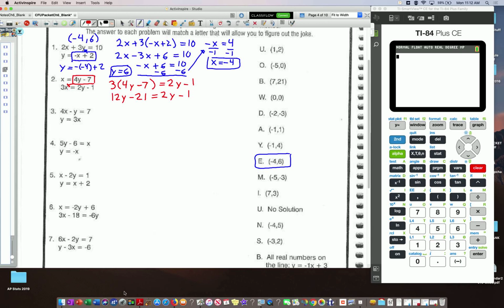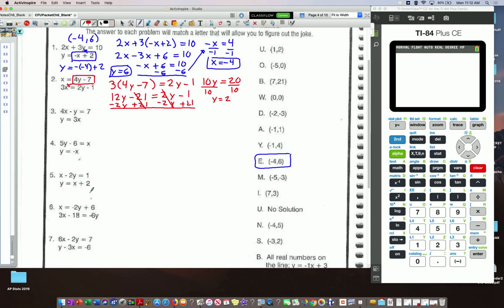Now I got to get the y's to one side. So I'm going to subtract 2y. And I'm actually going to try to do 2 steps at once. And I'm going to add 21. So what I'm doing here is, now you'll see I have, as I simplify here, 10y. The 21's cross out there, the y's cross out here, equals 20. Divide by 10, y equals 2.